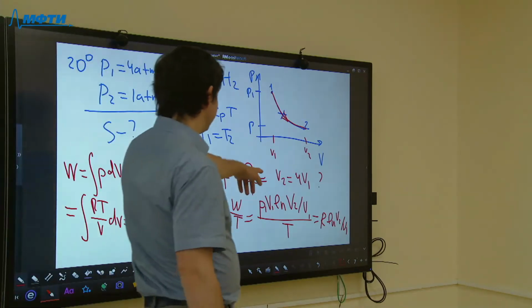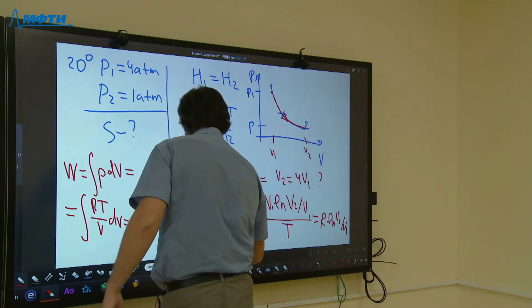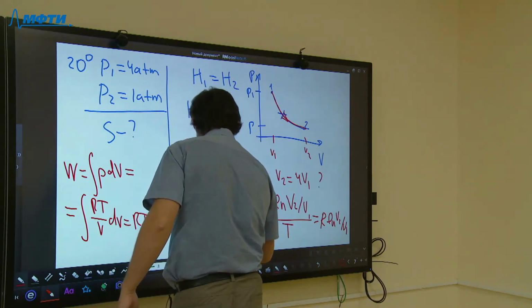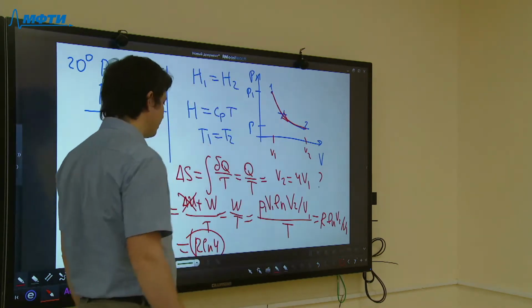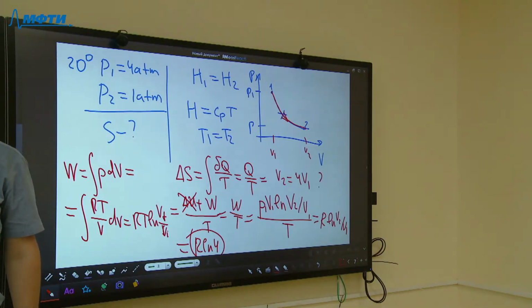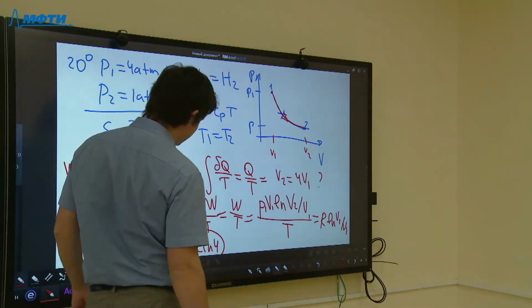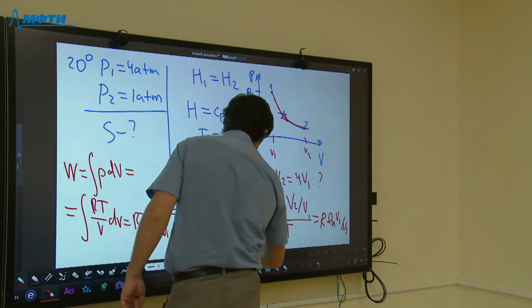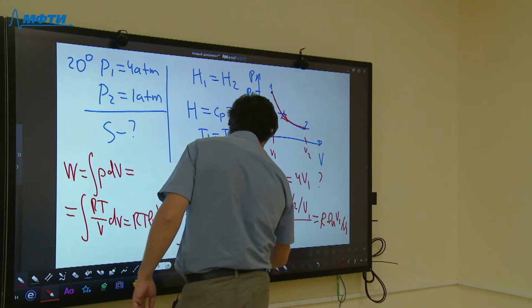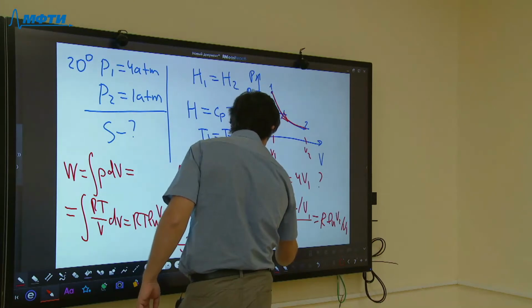Okay, I know that V2 over V1 is 4, so the final answer is R times logarithm 4, which should be something like, let me say, I don't know, I would expect that this is something like 1.5 times R, something like 12 joule per Kelvin mole.